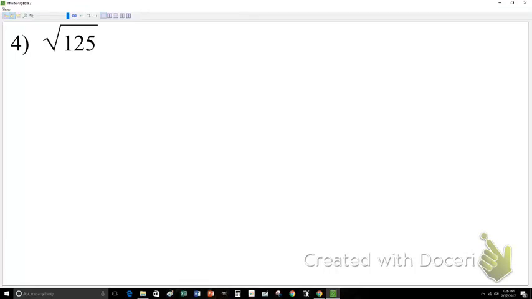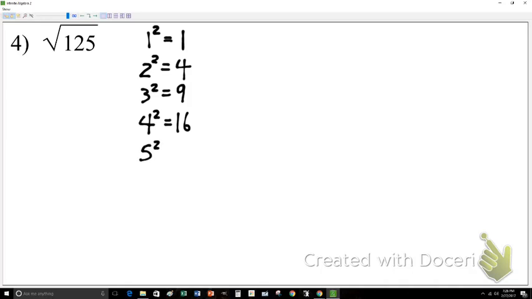So now we're going to simplify the square root of 125. Once again, I need to know my perfect squares. 1 squared is 1. 2 squared, why that's 4. 3 squared, that's 9. 4 squared, that's 16.